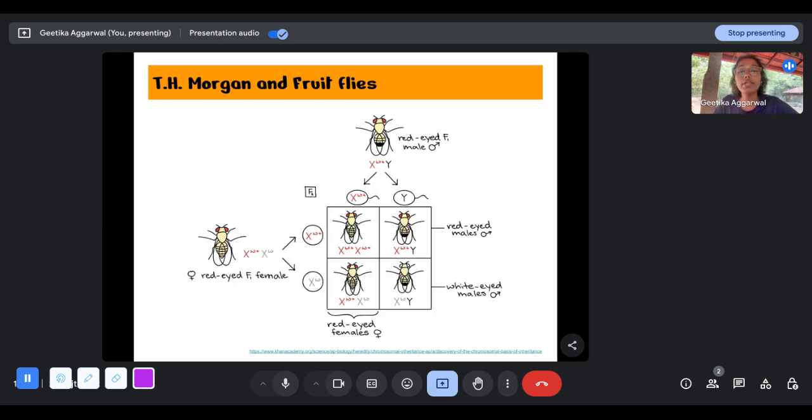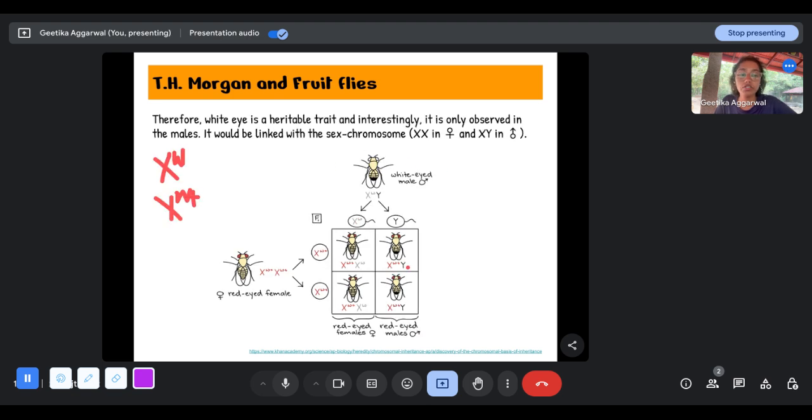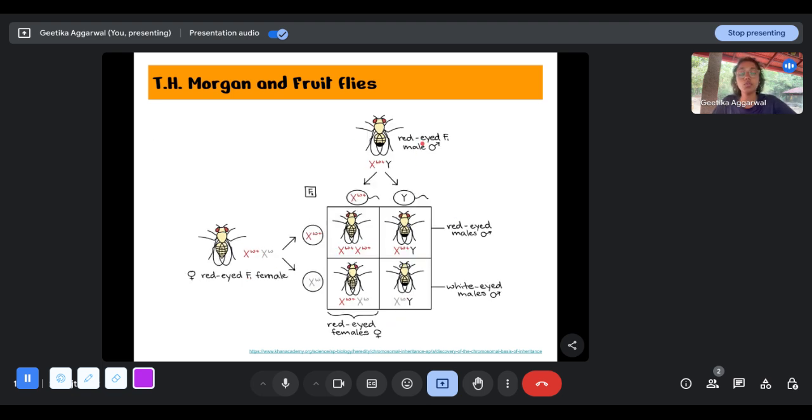Now when you move to the F2 generation, you are crossing the male and the female received in the F1 generation. So the males received in the F1 generation are XW plus Y. So they are wild type. They have the wild type X and Y chromosome, and the females are hybrids.